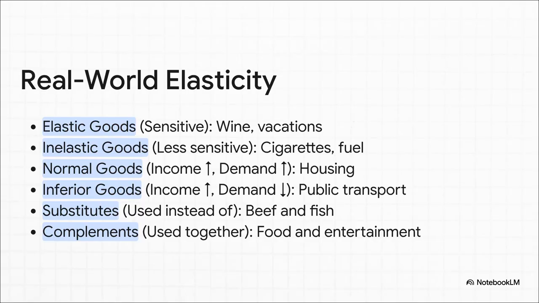And here are some real-world examples to make this all a bit more tangible. Vacations are elastic. A price drop can cause a huge jump in bookings, which is why you see airlines having sales all the time. But goods like fuel or electricity are inelastic. We pretty much need them, so price changes don't really alter how much we use. And public transport is a classic inferior good. As our incomes go up, we tend to use it less.